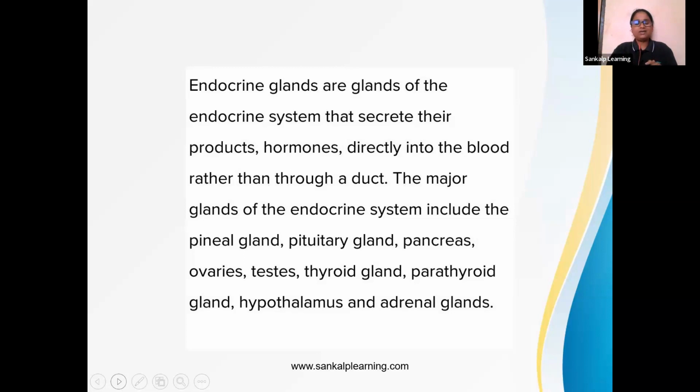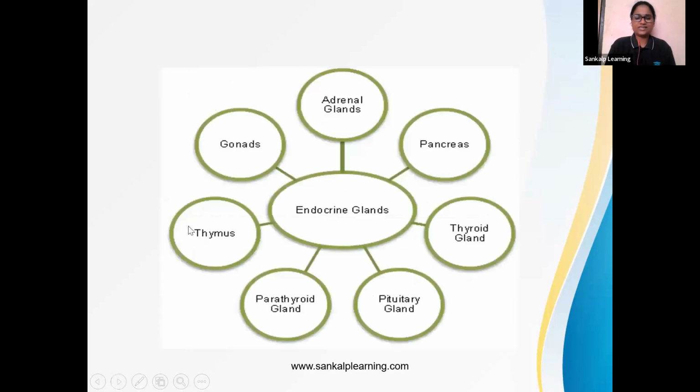The major glands of the endocrine system include pineal gland, pituitary, pancreas, ovaries, testis, thyroid, parathyroid, hypothalamus, and adrenal glands. So these all are the glands which are present in our endocrine system. Next, as you can see in the flow chart here: thyroid, pancreas, adrenal, pituitary, parathyroid, thymus, and gonads.